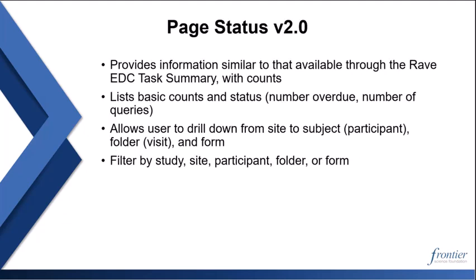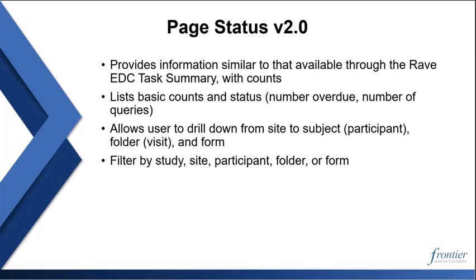We'll start by looking at the Page Status version 2.0 report. This report provides a summary of the current statuses of ECRFs for the selected site. This is similar to the basic information available in the Rave EDC task summary. Counts and statuses are given for the various task types.